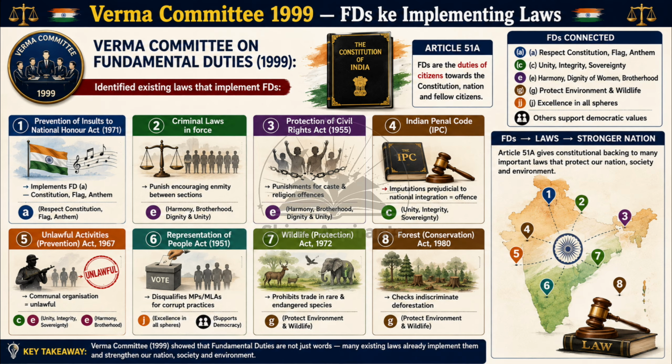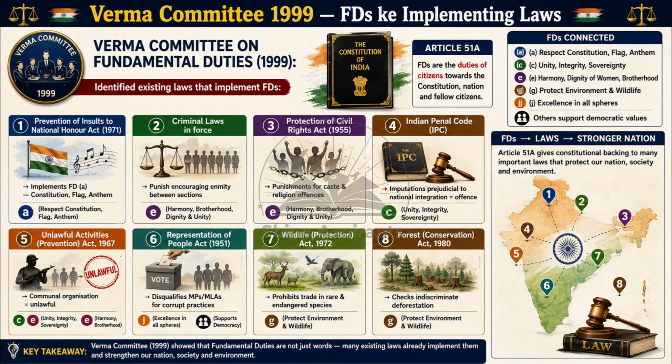6. Representation of People Act, 1951. This act provides for the disqualification of members of parliament or a state legislature for soliciting votes on the ground of religion or promoting enmity between different sections of people. Implements Duty E. 7. Wildlife Protection Act, 1972. This act prohibits trade in rare and endangered species. Implements Duty G, protection of natural environment.